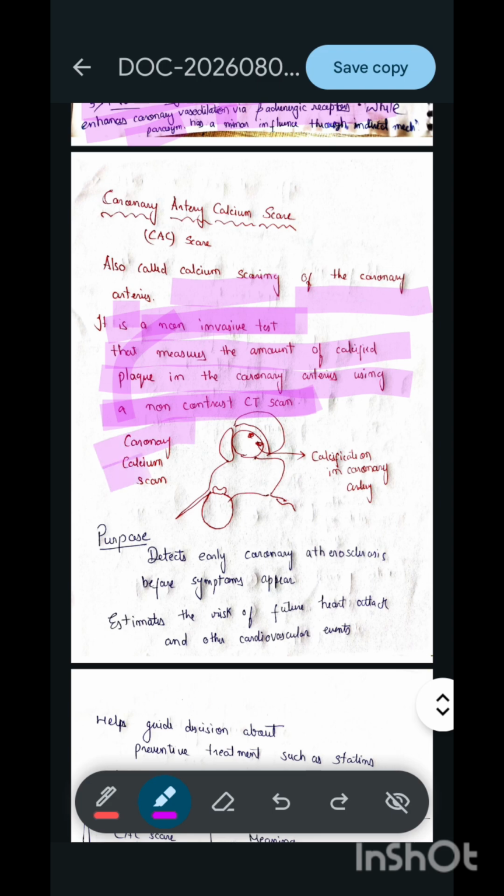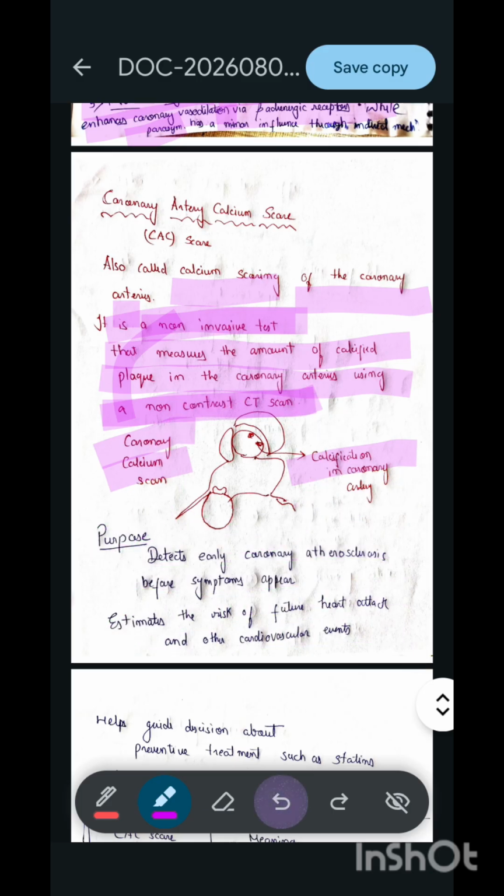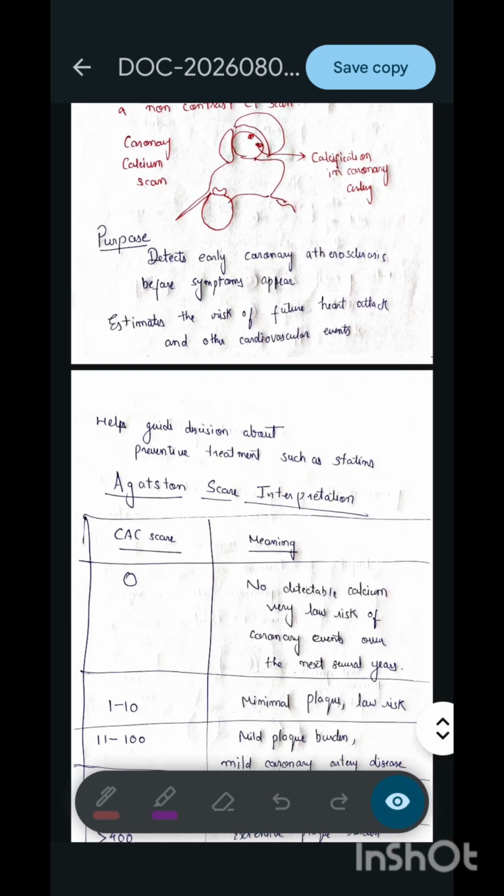So this is coronary calcium scoring, and you can see this is a diagram depicting how, at the section of this heart, you can see if there is presence of certain calcification in the coronary artery. You can do the scoring. The most important purpose is that it detects early coronary atherosclerosis before the symptoms appear, right? It estimates the risk of future heart attack and other cardiovascular events, right? And it helps guide the decision about preventive treatment also, such as statins.